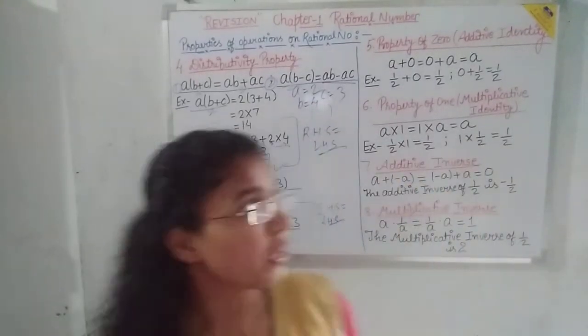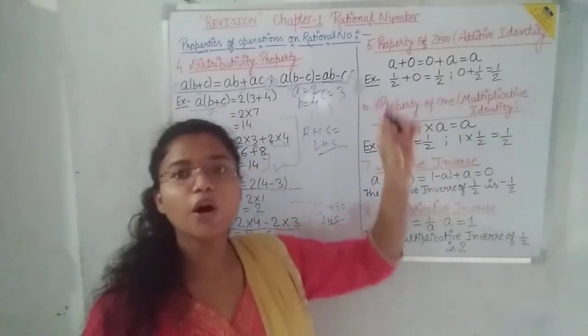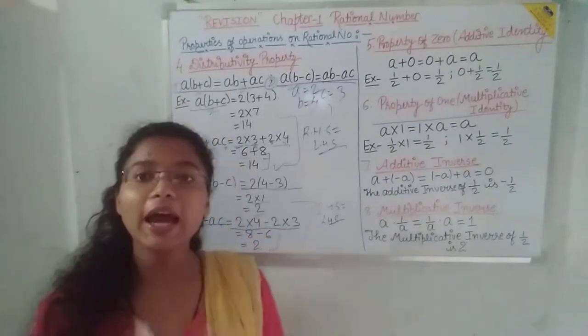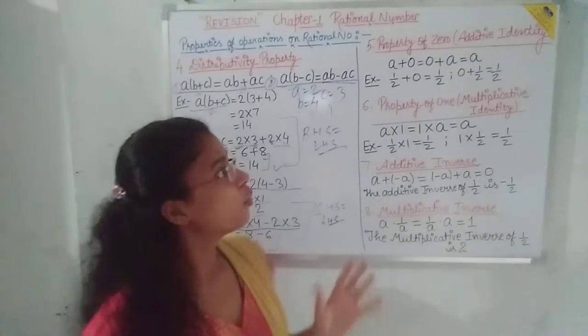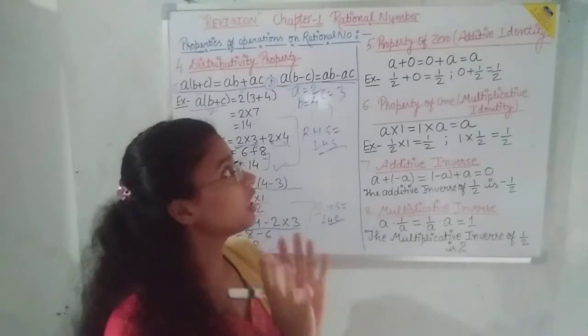The next property is the property of 0, or you can also say that this is the additive identity. Both names are the same.